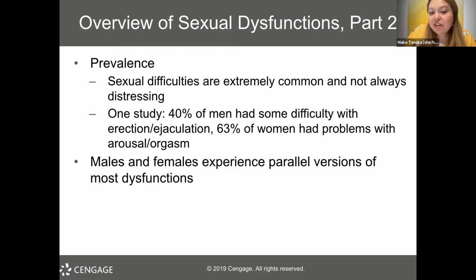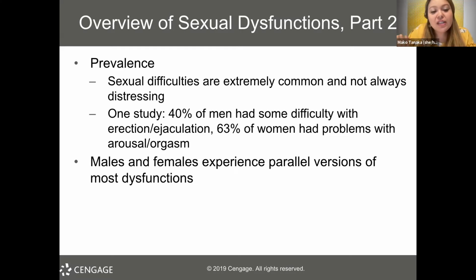And I want to remind you all that in order for something to be categorized as a sexual disorder, it has to cause some type of significant distress or impairment. So if people are having these difficulties, for example, maybe someone just isn't interested in having sex for a long period of time, but they're not distressed by it, it wouldn't be categorized as a sexual disorder. So they're very common and not always a cause for concern.